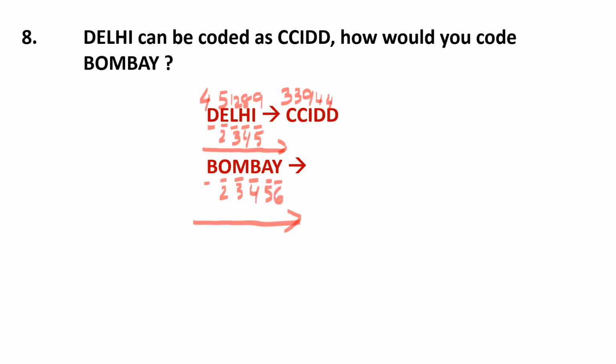6. B is 2. 2 minus 1 is 1. O is 15. 15 minus 2 is 13. M is 13. 13 minus 3 is 10. B is 2. 2 minus 4 is X. 1 minus 5 is 22. Y is 25. 25 minus 6, that is 19. A, M, J, X, V, S is the answer. So the logic is minus 1, minus 2, minus 3, minus 4, minus 5 and minus 6.